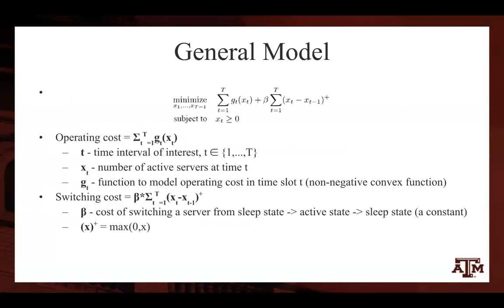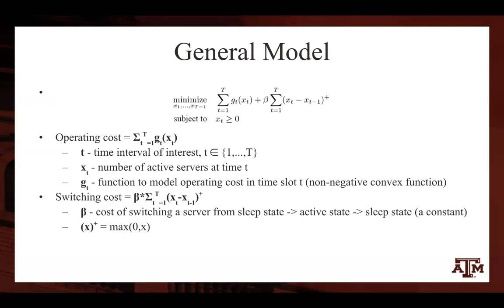As already discussed, the cost has two components, operating and switching costs. This equation is same as the equation we saw in the previous slide, and it's important to understand it as it keeps coming up in almost all the algorithms this paper discusses. The first term is the operating cost, where G is the function that gives the operating cost at time t for xt number of active servers. And the second term is the switching cost.